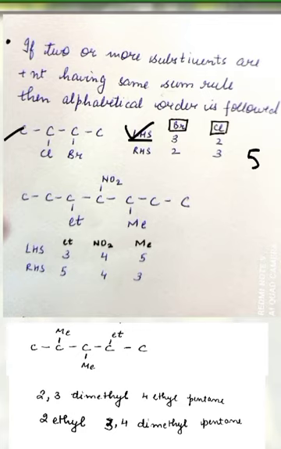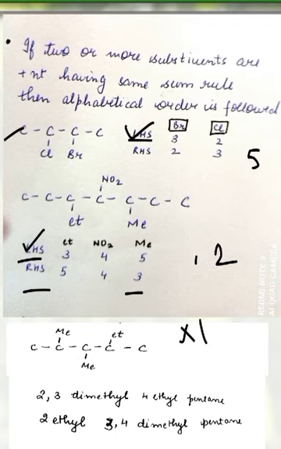Similarly, in this example, if I number it from the left hand side, then Et comes at the third position, NO2 at 4, Me at 5. From the right hand side, Et at 5, NO2 at 4 and Me at 3. Their total is the same, that is 12. So the numbering that gets Et at the lowest position will be preferred because Et comes first in alphabetical order. So the numbering from the left hand side is preferred.